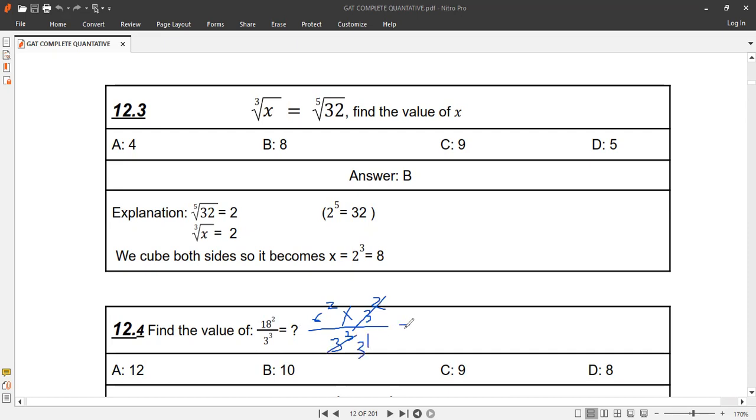Now it's very easy to find: 6 power 2 equals 36, and 3 power 1 is 3. 36 divided by 3 equals 12. So simply the answer is 12.